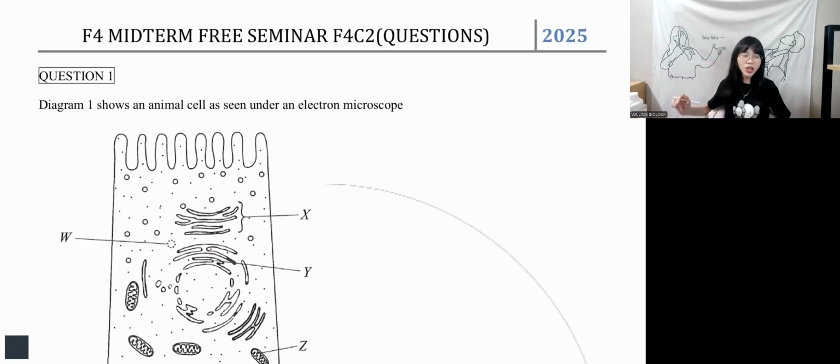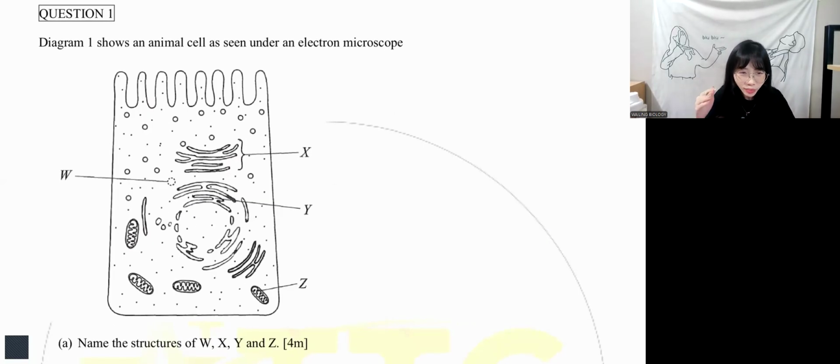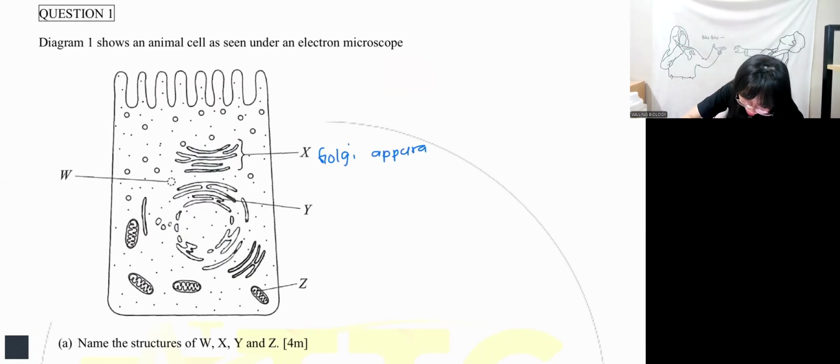Okay, diagram 1 shows an animal cell as seen under an electron microscope. We have X, W, Y, and Z. We start to label X first. X, this is the nucleus, and they are not actually sticking to the nucleus. It looks like a Wi-Fi. What is X to you? Very good. This is Golgi Apparatus.